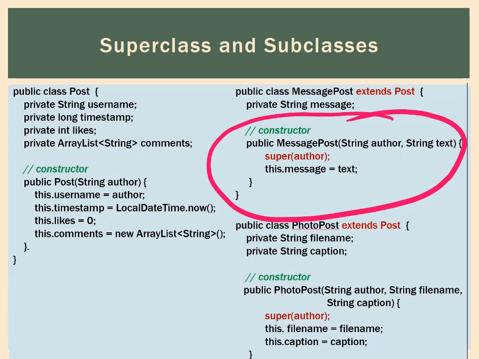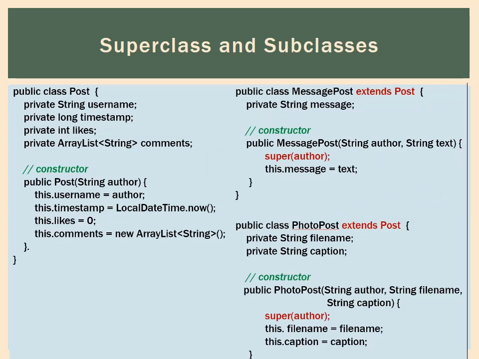After we do that, then we can initialize our instance variable for our unique field, the message. If we look at photo post, it does the same thing. Our constructor here takes in three fields: the author, the file name, the caption.